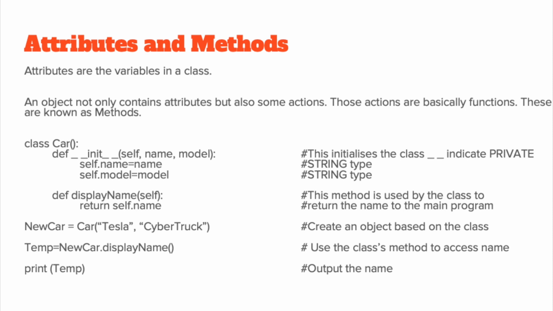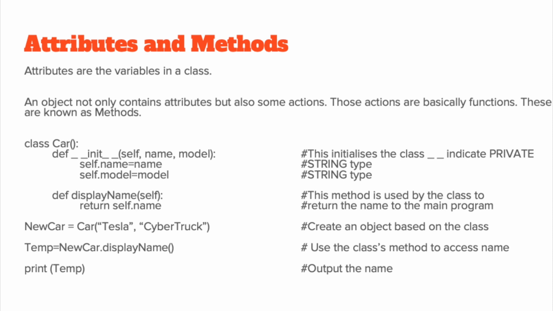Now on screen you see the definition of the car class as we were discussing in the last section. It contains a function which is called initializations, and that's always def underscore init. Now if you have two underscores, that's private. If you have one underscore, that's public. We'll look at that in a moment as well.